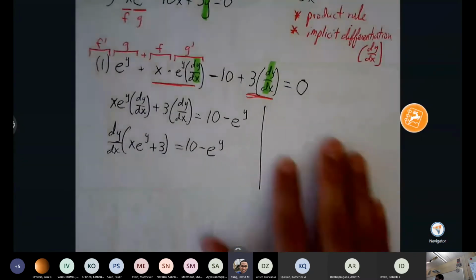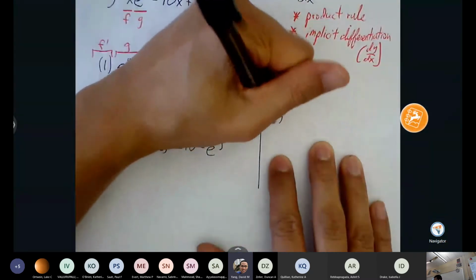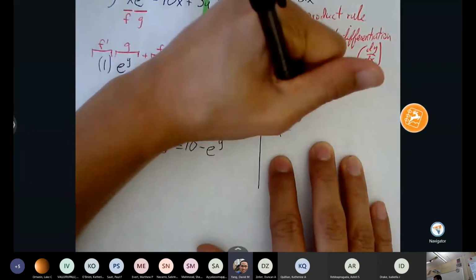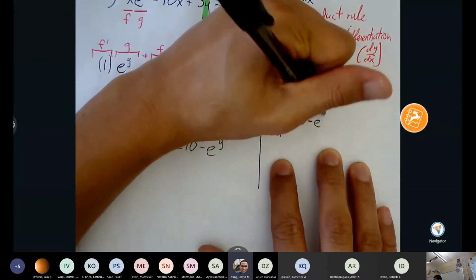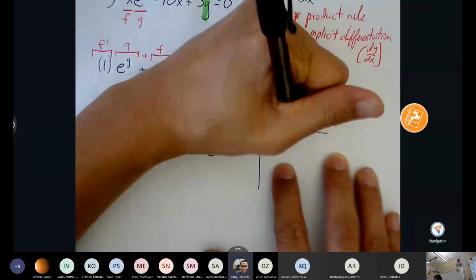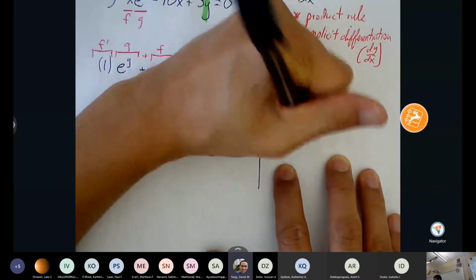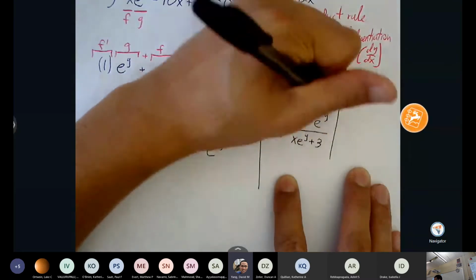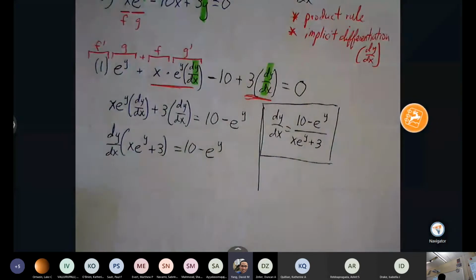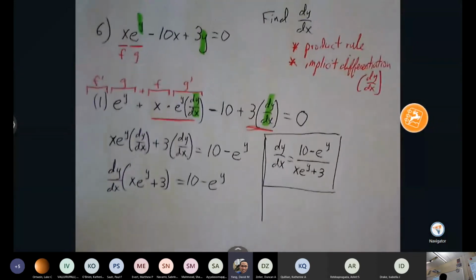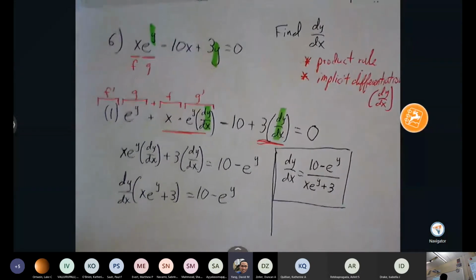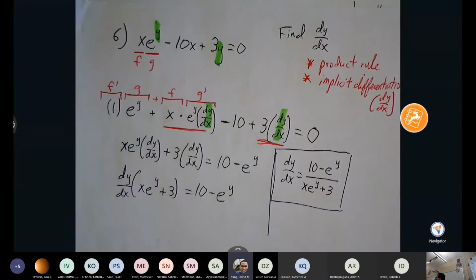Divide the parentheses. Okay, any questions?